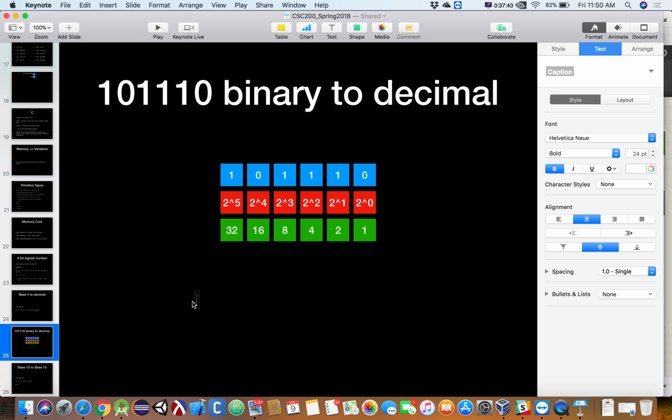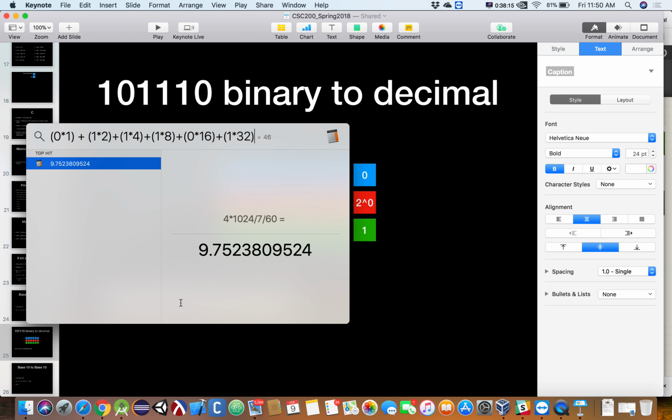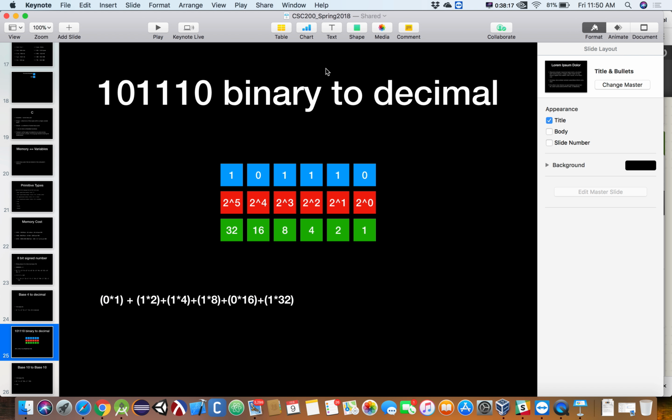Then the math for this is we take our value at that place and multiply it by the place. 0 times 1 plus 1 times 2 plus 1 times 4 plus 1 times 8 plus 0 times 16, which we can leave out because 0 times anything is not going to amount to anything. Then 1 times 32. Take all that math, and that gives us 46.